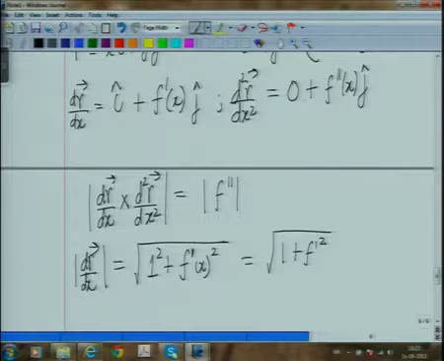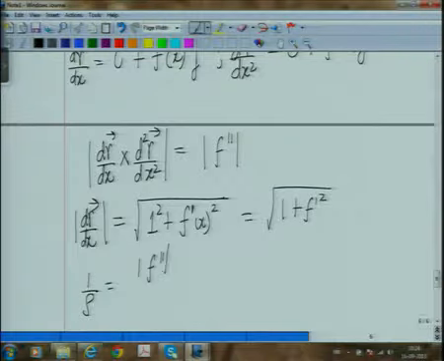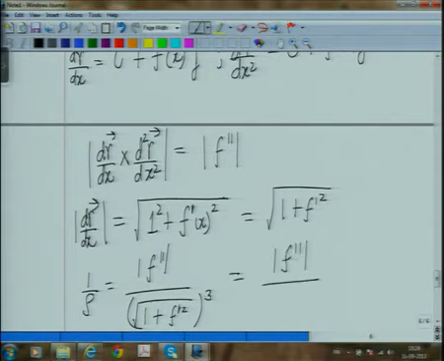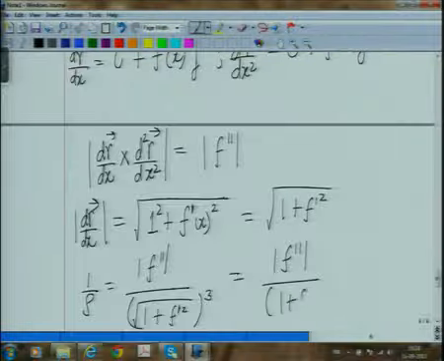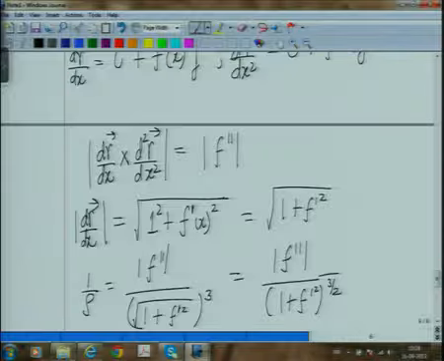And from here what I get is 1 over rho is equal to magnitude of f double prime divided by square root of 1 plus f prime square whole cube. So this I can write as magnitude of f double prime divided by 1 plus f prime square to the power of 3 by 2.